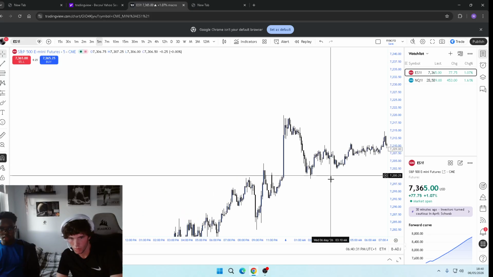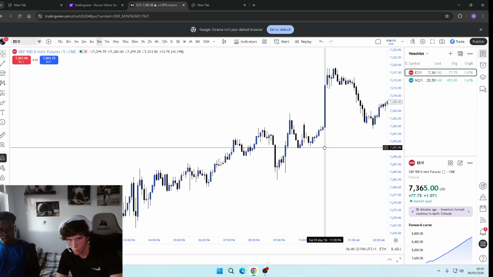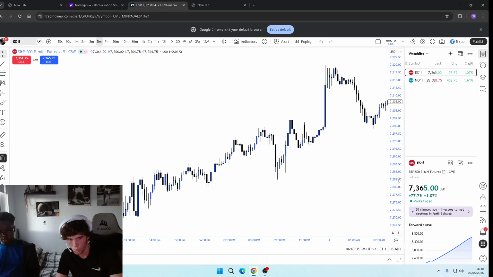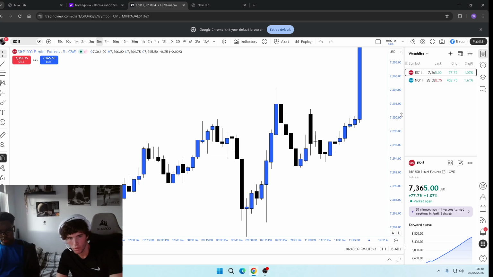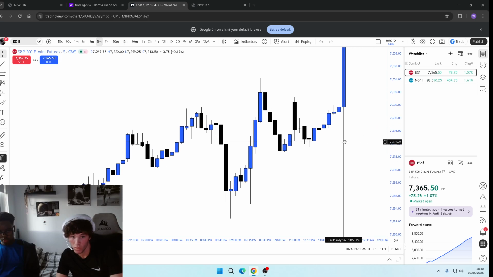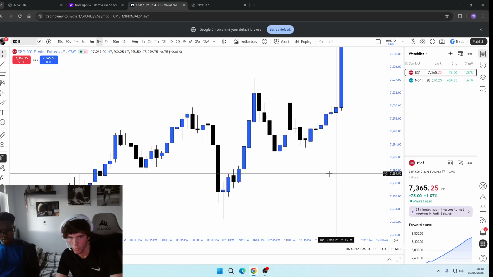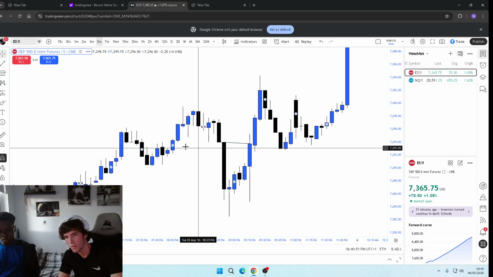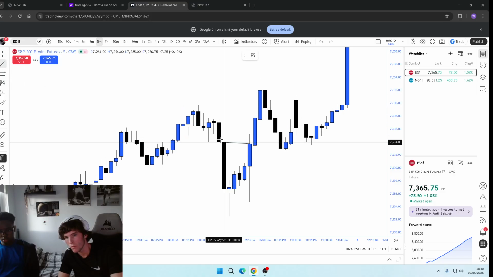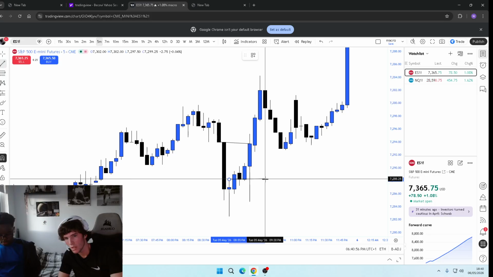I need to find one. You could use this one, right? Right here. Just because there's no wick on this doesn't mean it's not a fair value gap, but it still is. So you see that there, the first candle and the third candle.